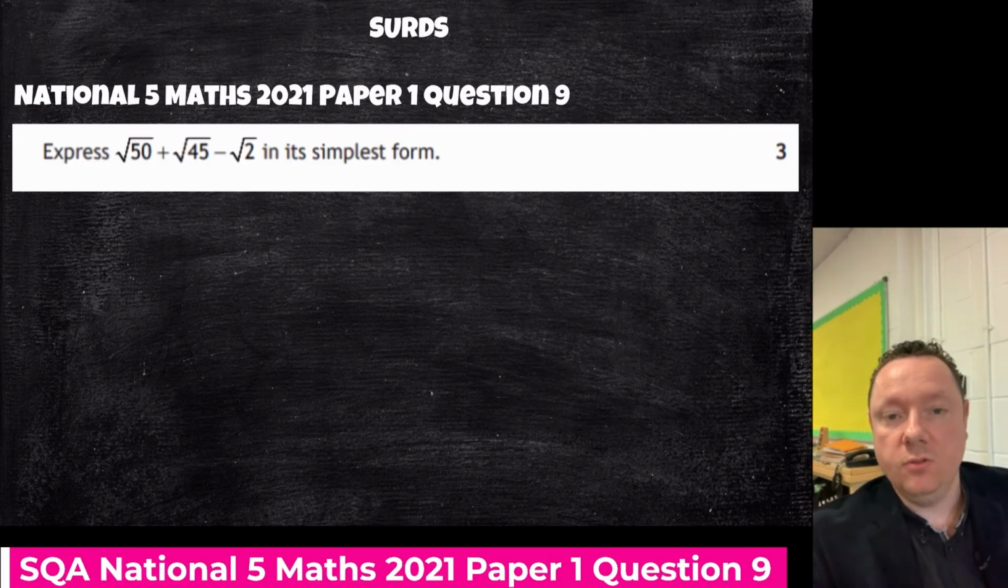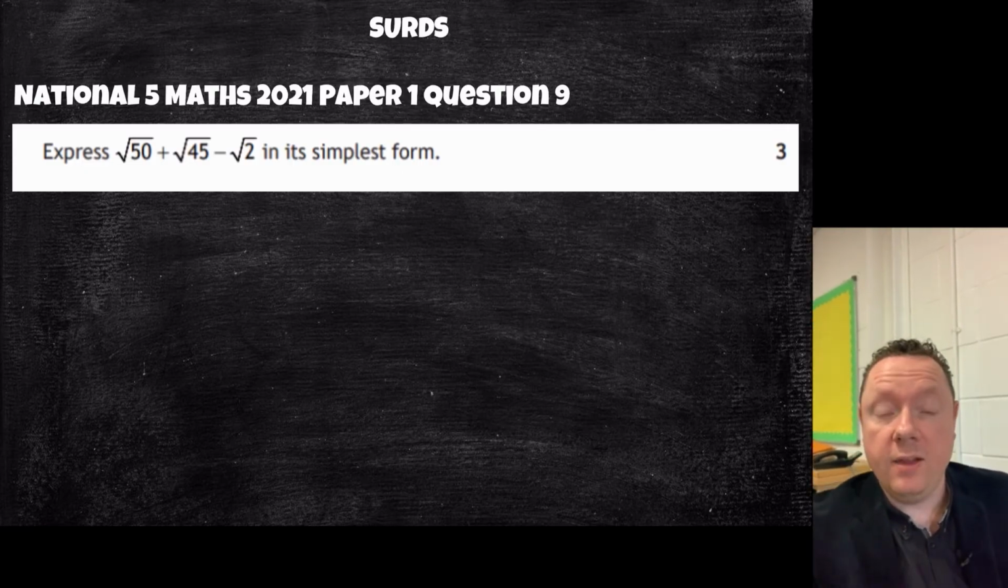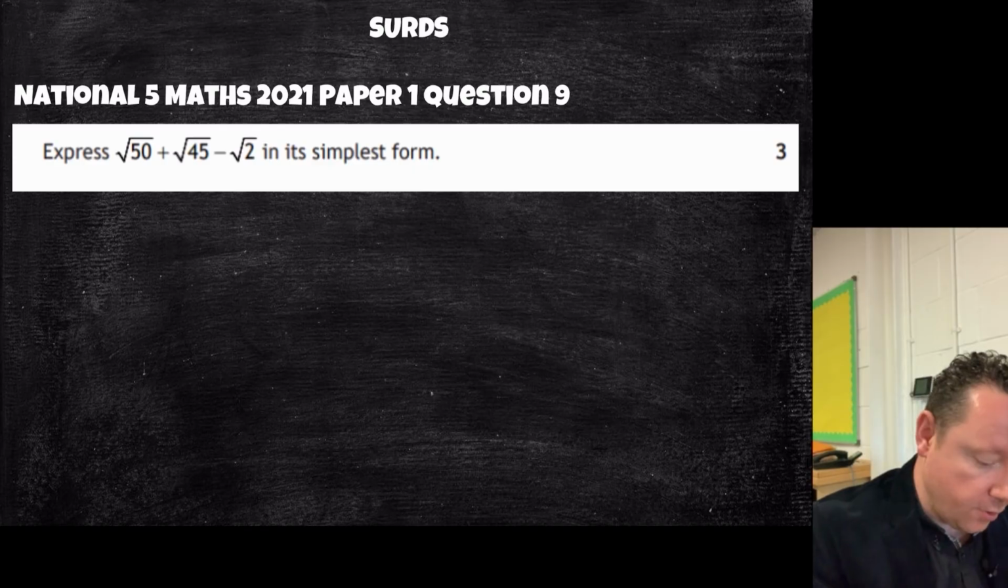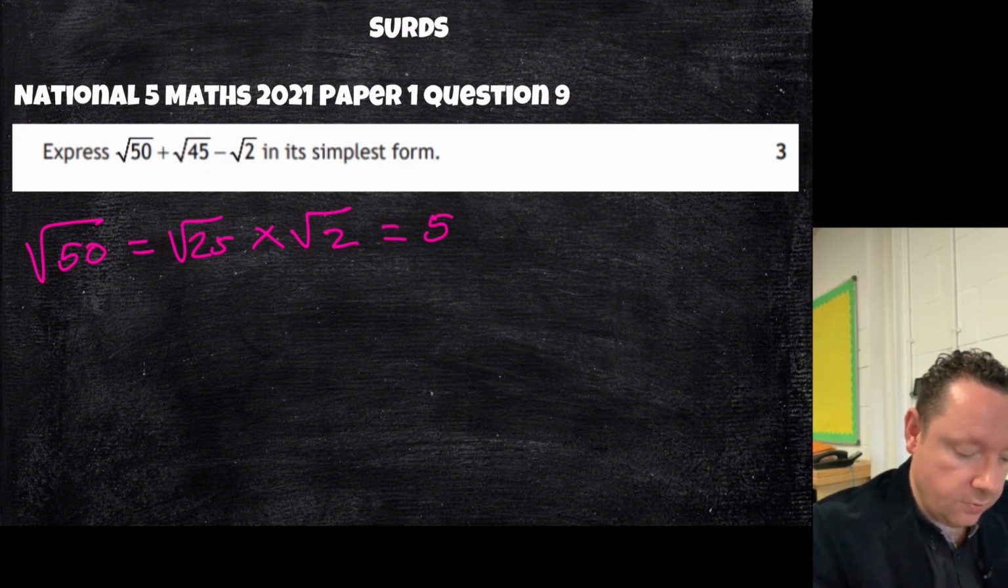SQA National 5 Maths 2021 Paper 1 Question 9 had: express root 50 plus root 45 minus root 2 in its simplest form. So I'm having to simplify those surds and hopefully then add or take away some of them. So let's start off with root 50. Well, I need two numbers times to make 50. 25 and 2, because 25 is a square number. That's 5 root 2.